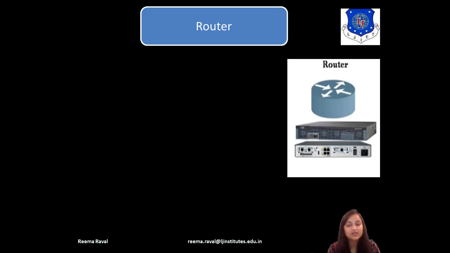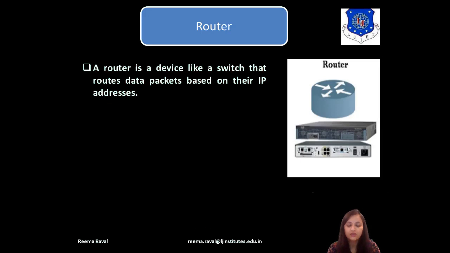So a router is basically a network layer device. It is a device like a switch that routes data packets based on their IP addresses. That means the previously discussed network connecting devices used MAC addresses. Over here, the router is using the IP address.